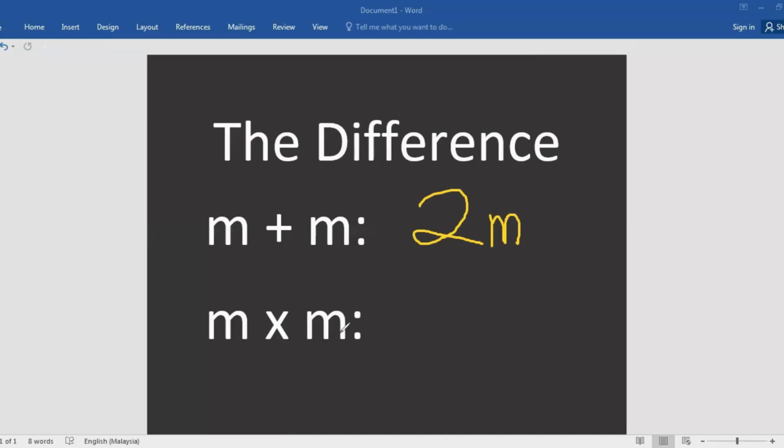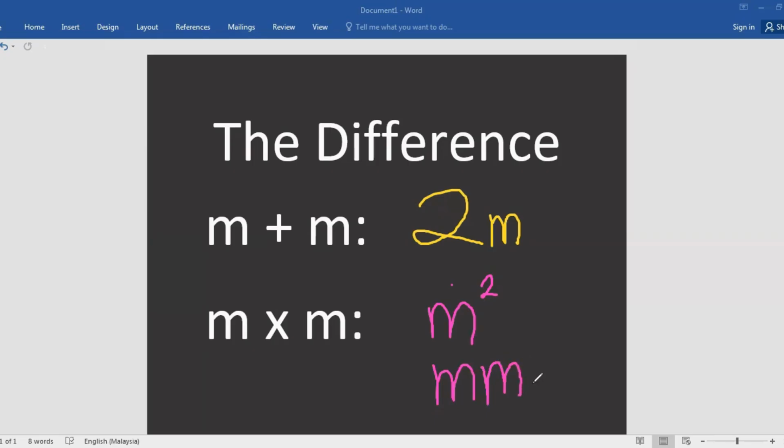But what happens when you times the m's? M times m. Does it increase the count of the number? No. Times means multiplying, so it increases the power of m. The power increases to 2, because there are two m's. So it becomes m squared, or you can say mm. Why is it important to say mm also?